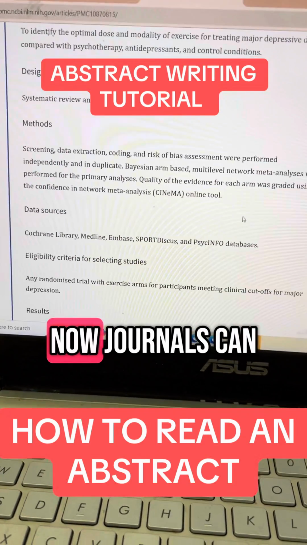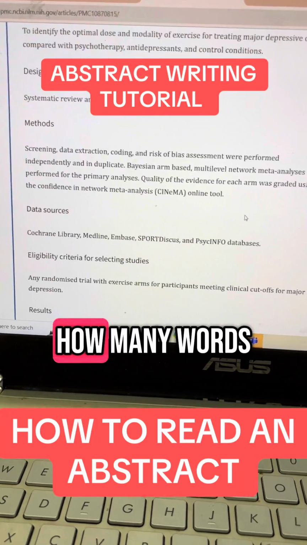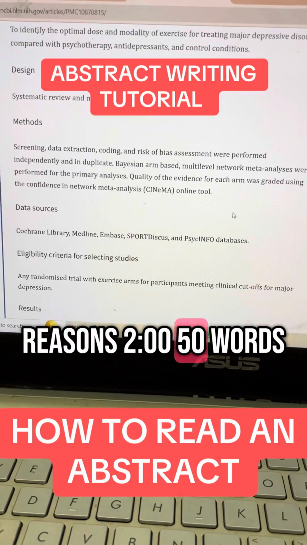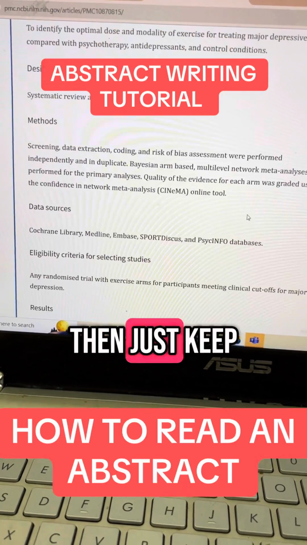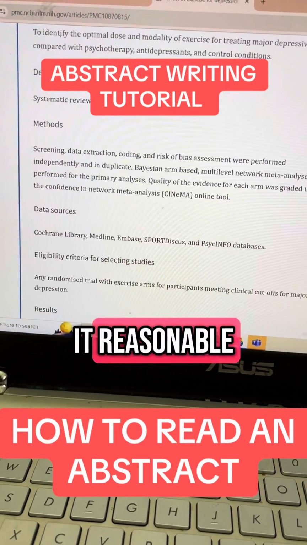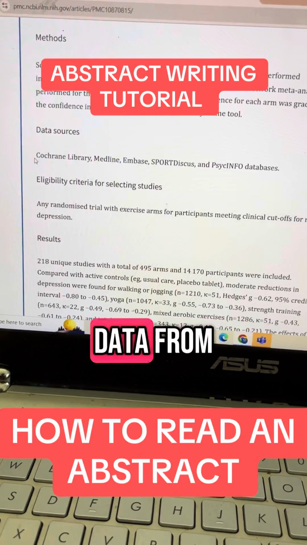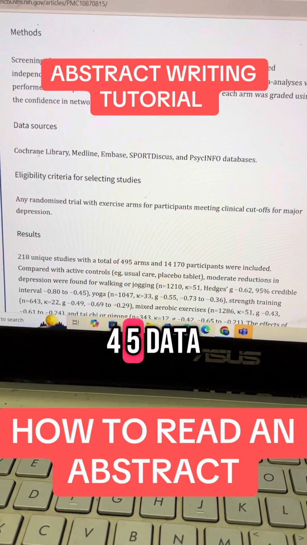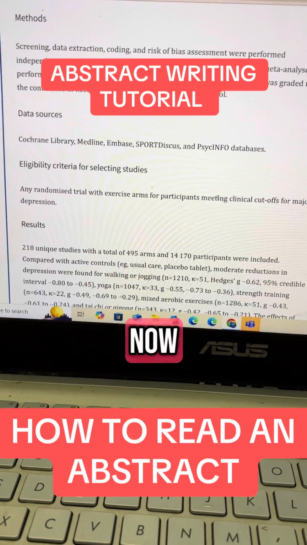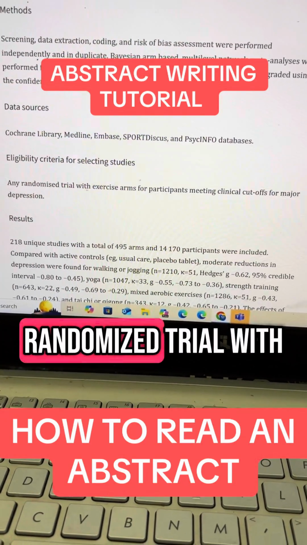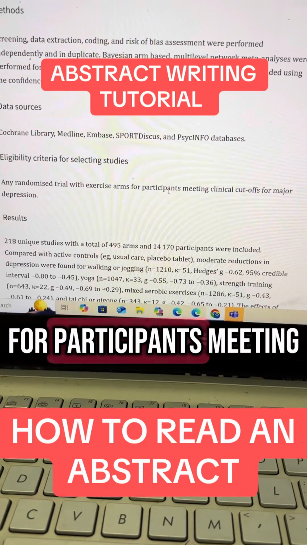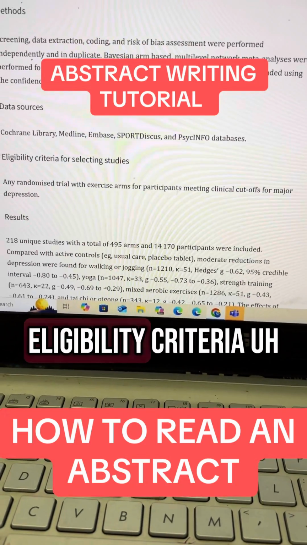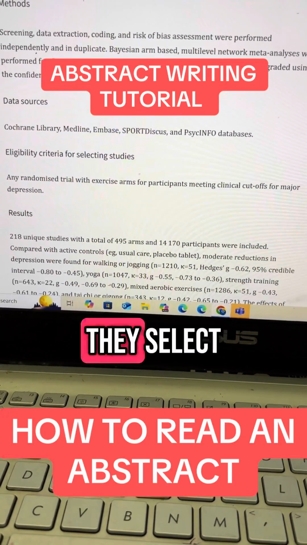So remember that. Now, journals can have limits of how many words an abstract could be. That is also one of the reasons. 250 words, 350 words. And if not, then just keep it reasonable. Keep it reasonable. Now then, the data sources, where did they collect data from? Cochrane, Medline, XYZ. So they used 5 databases. Now the eligibility criteria for selecting any randomized trial with exercise arms for participants meeting clinical cutoffs for major depression. See that? Now eligibility criteria, what kind of studies did they select?